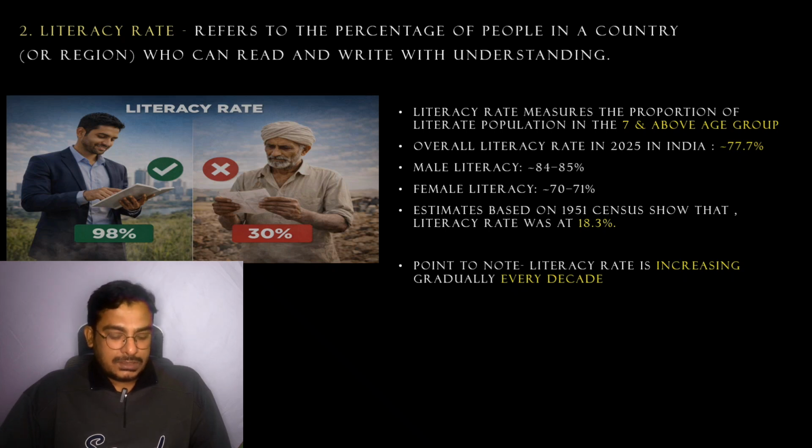Literacy rate is something that can be understood through the number of people who are able to read and write at least one particular language. This is measured basically from the age group of 7 and above. And in India, we have a literacy rate of around 78%. That's the overall. And the male literacy rate is 84 to 85%, which is good. And the female literacy rate is also 70 to 71%.